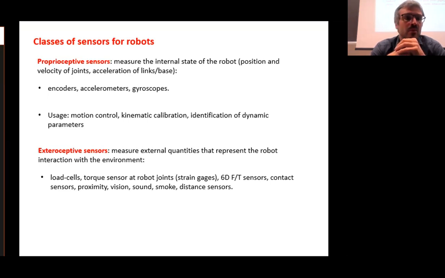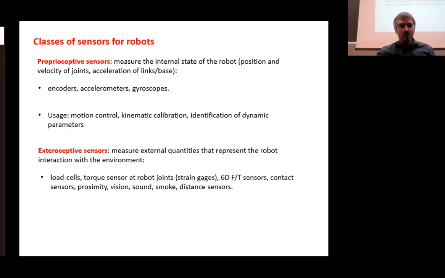Both torque sensors and load cells are mainly built with a technology called strain gauges. We will see them in detail. Then we also have force torque contact sensors, 6D, that are mostly put at the end effector. These sensors measure both 3D forces and moments, so that's why they are called 6D, six-axis sensors.